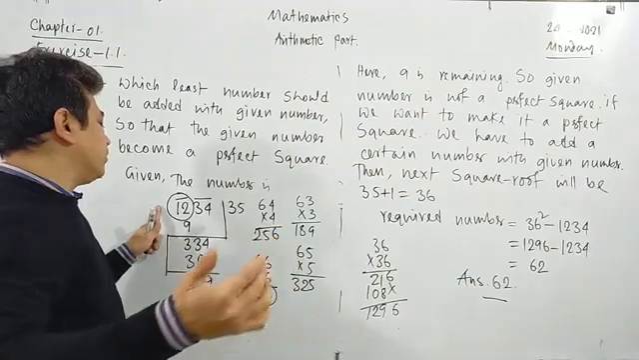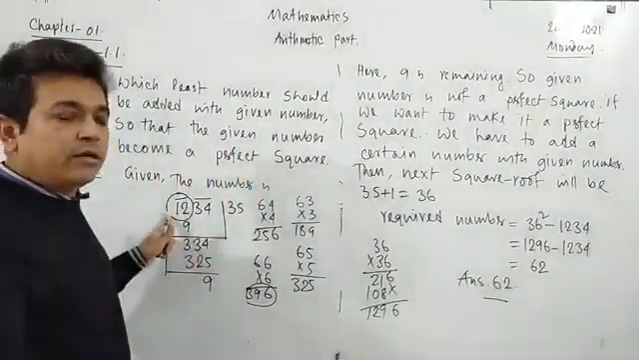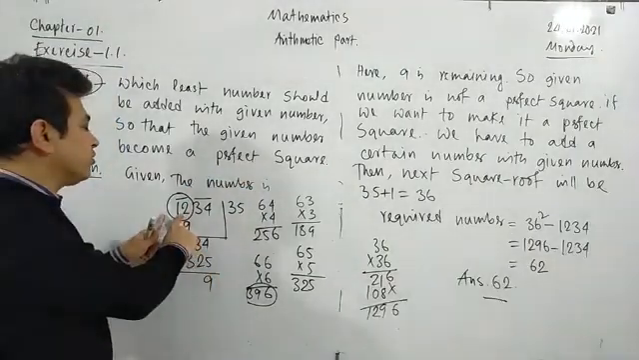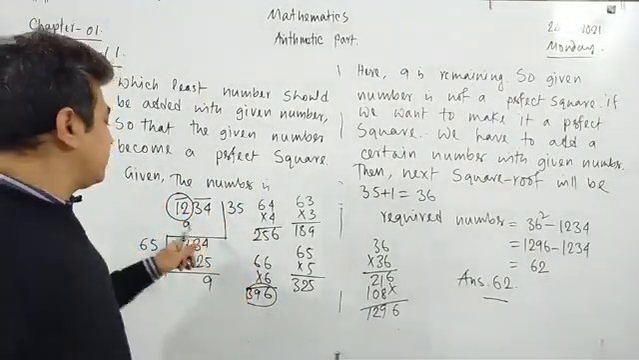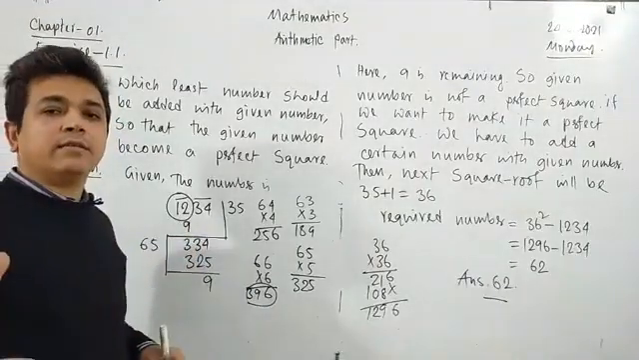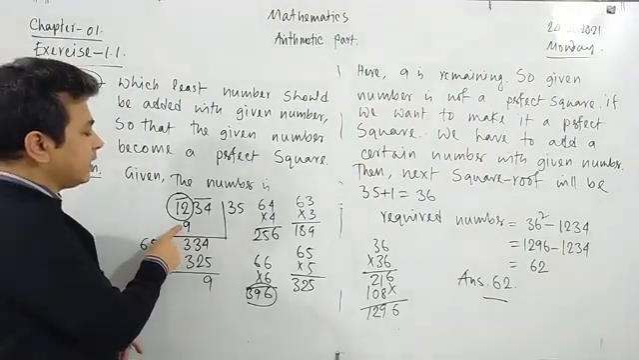After that, we tried 3. 3 into 3 is 9. Okay, let's check another one. 4 into 4 is 16. So 16 is more than that pair, so we can't take this. I think 9 is sufficient for us. 9 is comfortable for us. Okay, so we have taken 3.